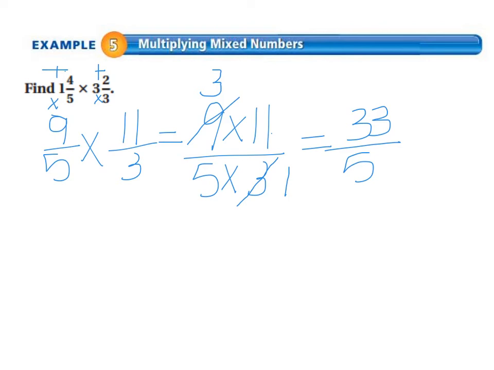That's an improper fraction, so I should simplify and get it back into a mixed number. There are 6 groups of 5 in 33. 6 times 5 is 30, which would leave me with 3 left over 5, so my answer is 6 3/5.